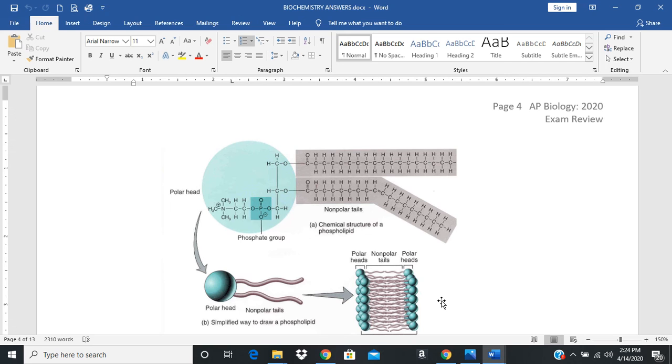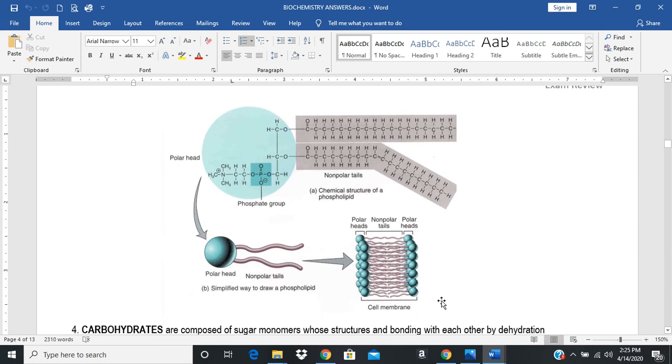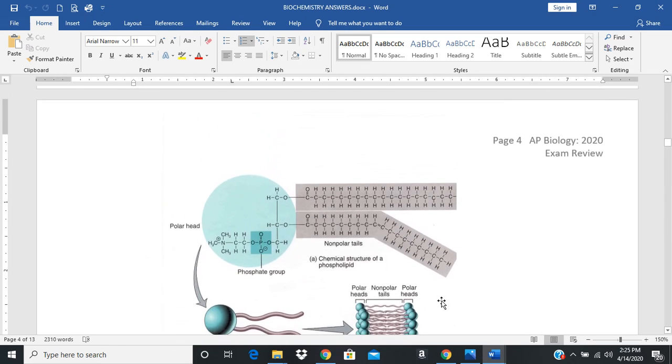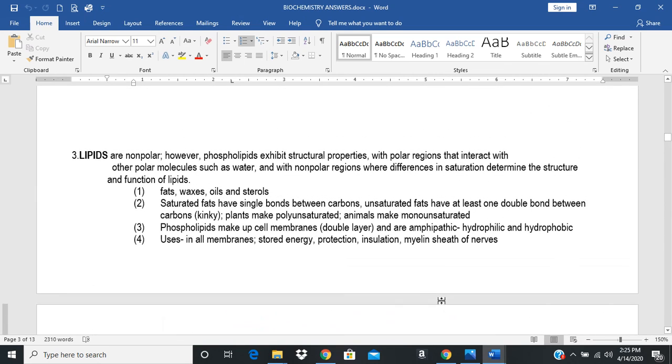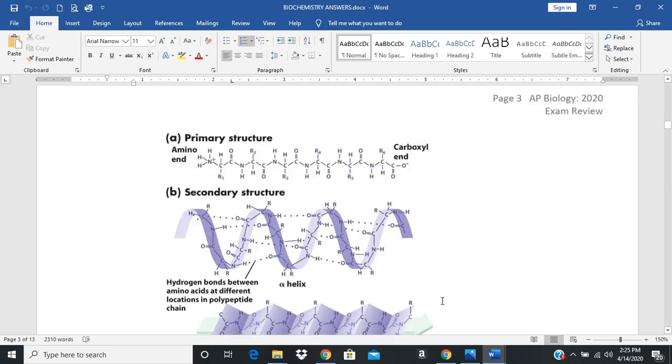So I hope this helps you guys out a bit. Again, you have the answers here. You can always stop, rewind, and go back, so you can fill in the blanks on your own form on this.